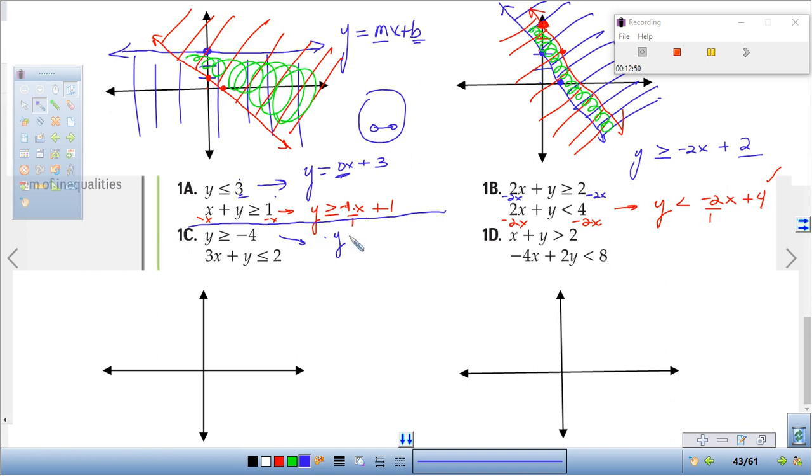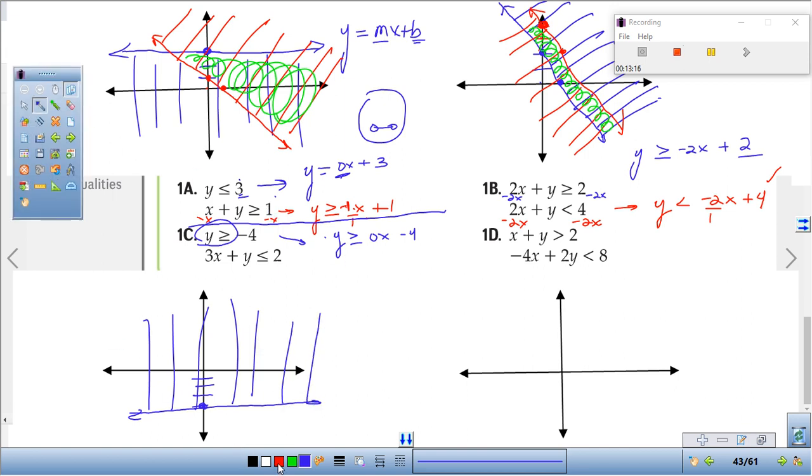y greater than or equal to 0x minus 4. All right? Y-intercept of negative 4. 1, 2, 3, 4. Slope of 0, so it goes across like this. Ooh, my bad. All right? Now, it's going to be shaded above, solid line.